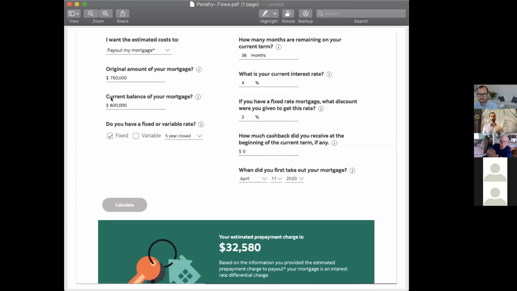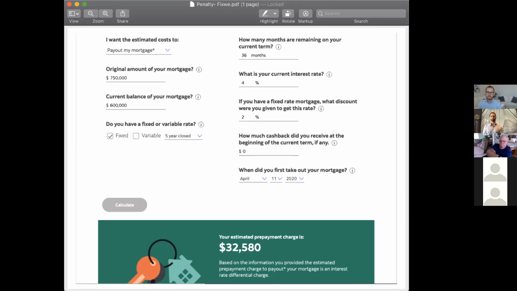So again, a $600,000 fixed rate mortgage, 5-year closed, 36 months left, current interest rate at 4%. A 2% rate of interest is the discount you got. And it's a $32,000 penalty to break that mortgage. So significantly higher, falls in the 10 times range. I've seen it usually about 8 to 10 times the variable rate penalty. So whatever you would pay in a variable rate, you're going to pay about 8 to 10 times that to the bank. Why do the banks do that?